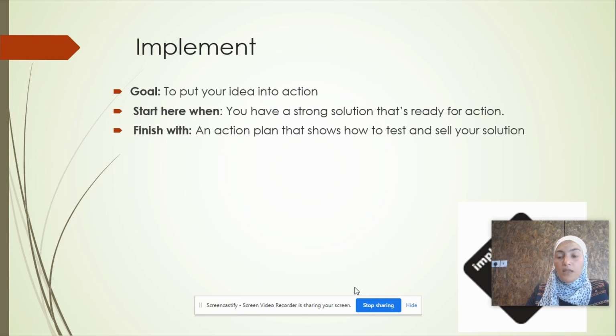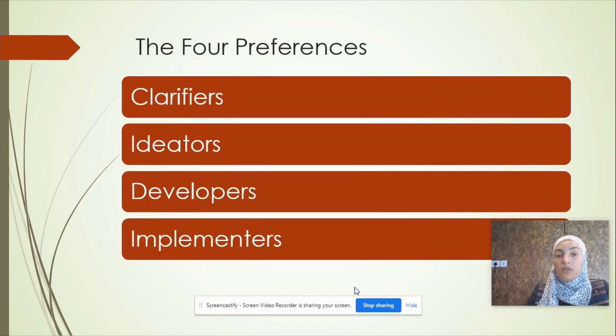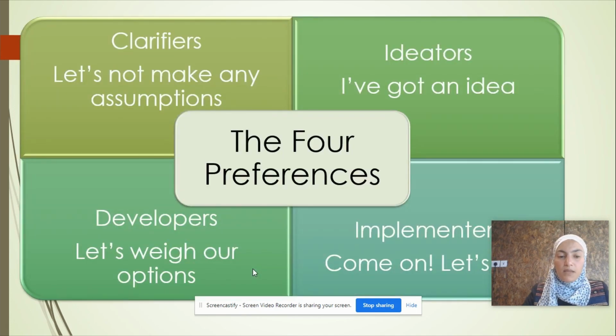If we look one more time at this process, clarify, ideate, develop, and implement, and try to connect it with the characteristics of our students, we will notice that there are four preferences. We have some students that are clarifiers, some of them are ideators, developers, implementers, and some of them are a mix of two or three of these preferences. So if I have clarifier students, what does it mean?